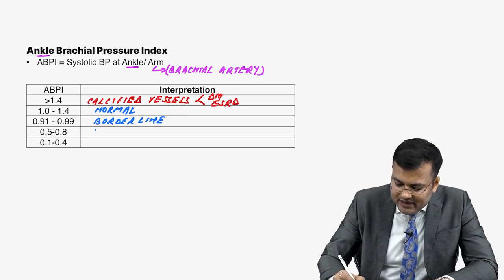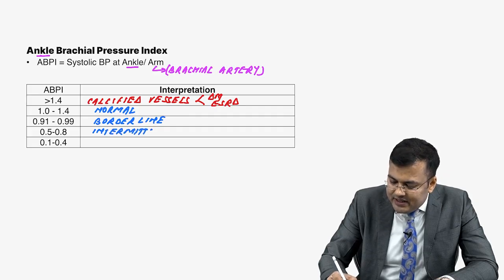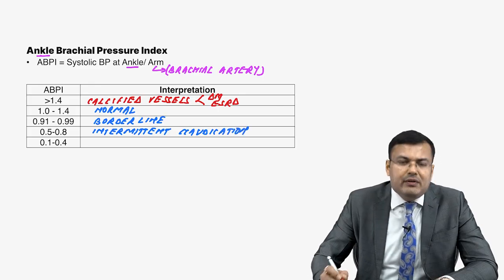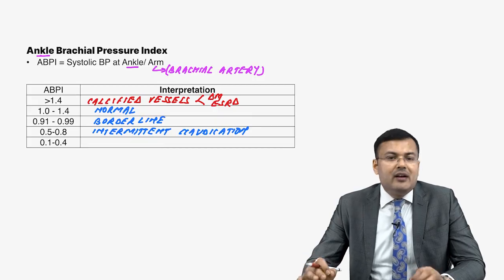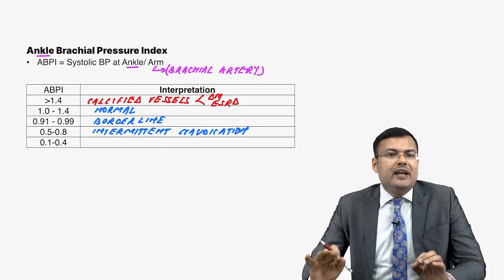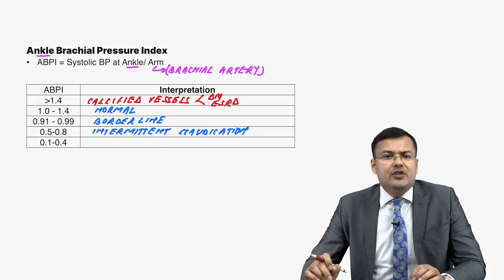Here, patient is having intermittent claudication. Clear? It means if it is between 0.5 to 0.8, patient is having hemodynamically significant arterial lesion or occlusion.